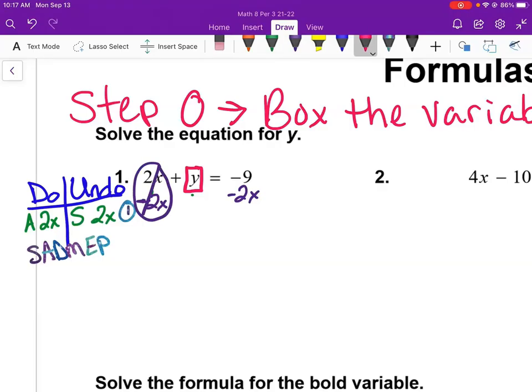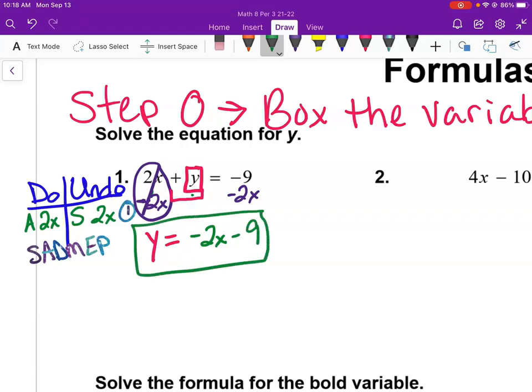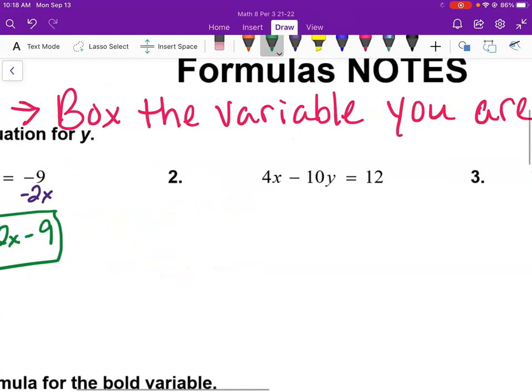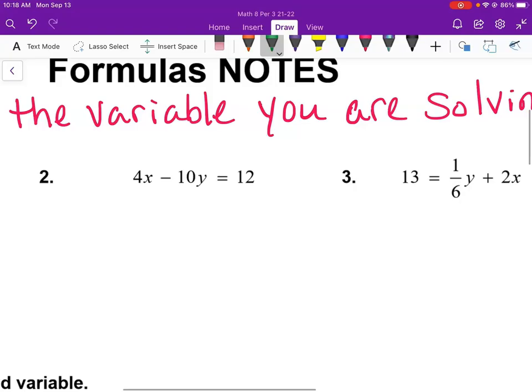What remains on the left-hand side, remember, whatever sign is in front is always what stays with it. So we have y equals, now, which one comes first? Variables always come first. So we have negative 2x minus 9. And you're done. No check step. There's nothing you can do.